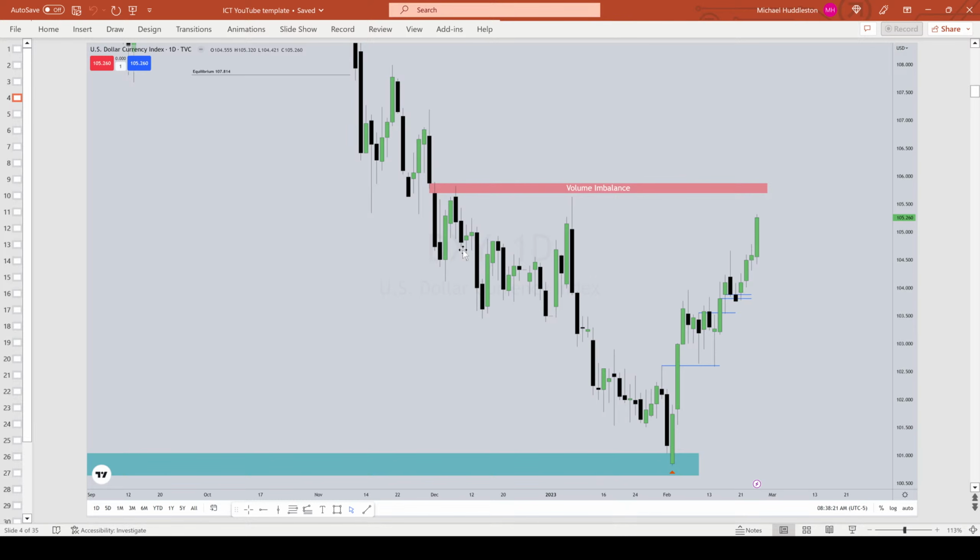Has there yet been a body overlap this separation yet? No, it's just the wicks, which is the reason why I said down here and all through here, take your attention here for dollar.